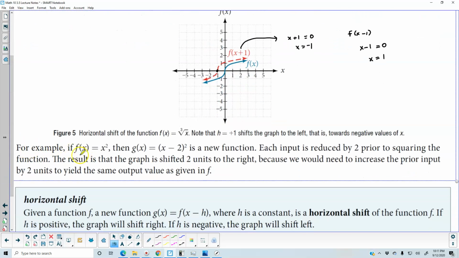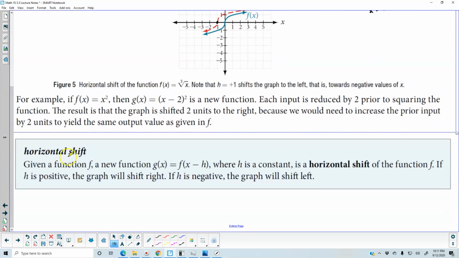So, for example, if f of x equals x squared, then g of x is equal to x minus 2 squared is a new function. If we solve for x, each input is reduced by 2 prior to squaring the function. The result is that the graph is shifted 2 units to the right, because we would need to increase the prior input by 2 units to yield the same output value as given in f.